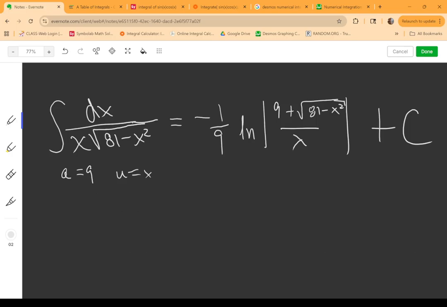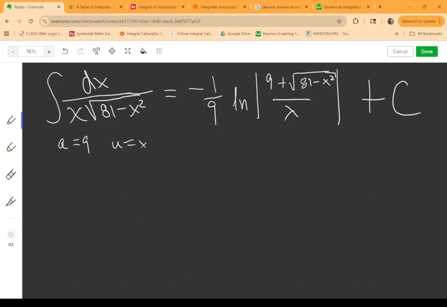Now, in some cases, when we do have an integral, it is going to require some preliminary work. What I mean by that is, let's take a look here: cosine x over sine squared x plus 2 sine x dx.